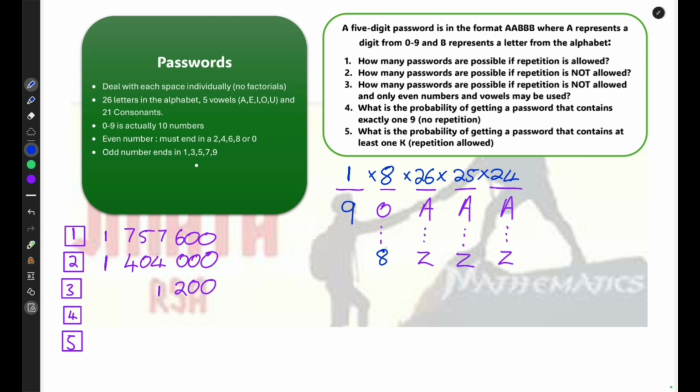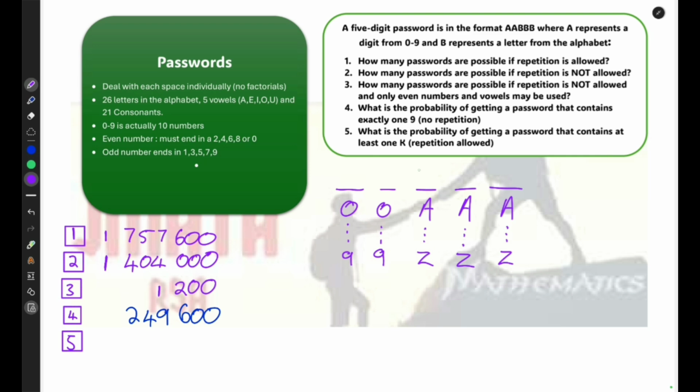But what if the 9 is in the second space and the 8 is in the first space? That would still give me exactly one 9, because in this list I took away the option for another 9, so it can't be two 9s next to each other. Therefore, if I work this out and double the answer, I compensate for the 9 being in the first space or the second space. So the answer for question 4 is 249,600 different options that contain exactly one 9.